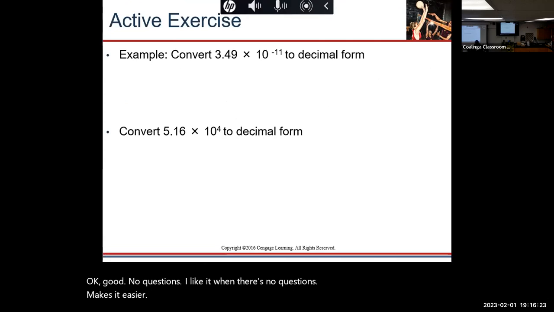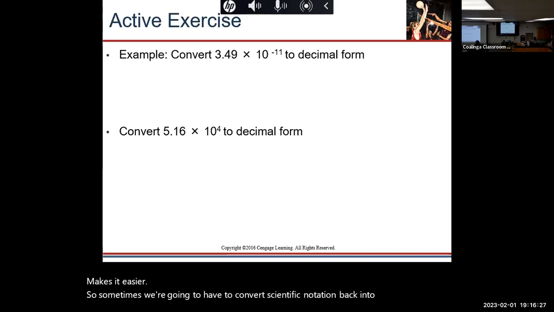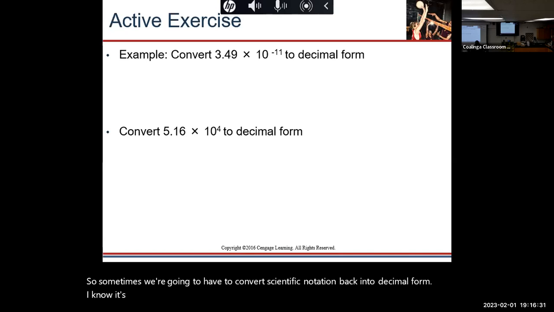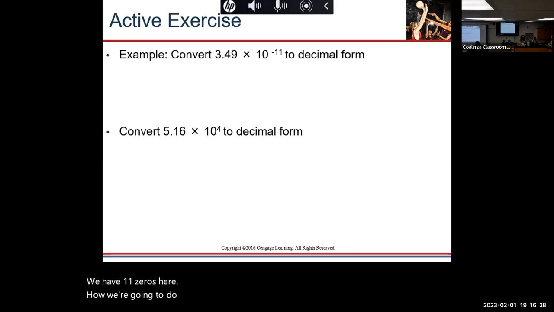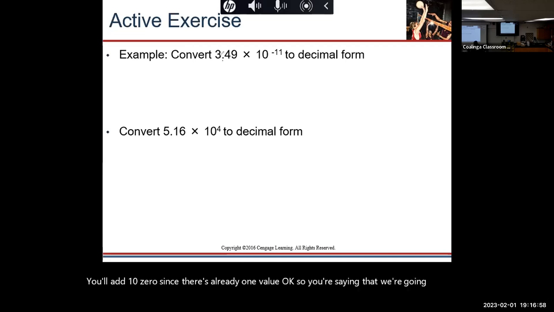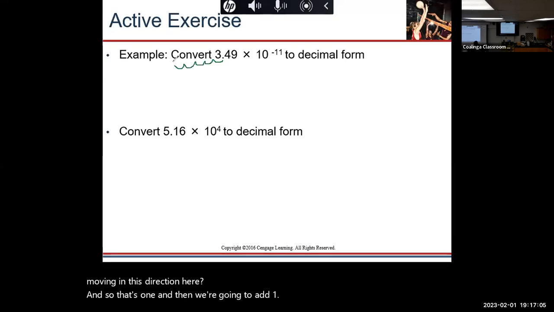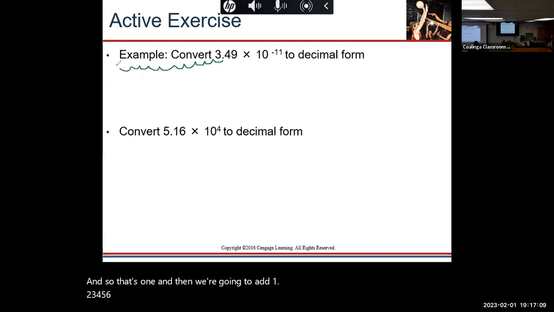Okay. So sometimes we're going to have to convert scientific notation back into decimal form. I know it's painful sometimes. We have 11 zeros here. So how are we going to do this? You're saying that we're going to be moving it in this direction. Here? Yes. And so that's 1, and then we're going to add 1, 2, 3, 4, 5, 6, 7, 8, 9, 10 zeros, right? Yes. So that 1 counts as that 1 that we're taking from 11. And then we have a whole bunch more zeros.